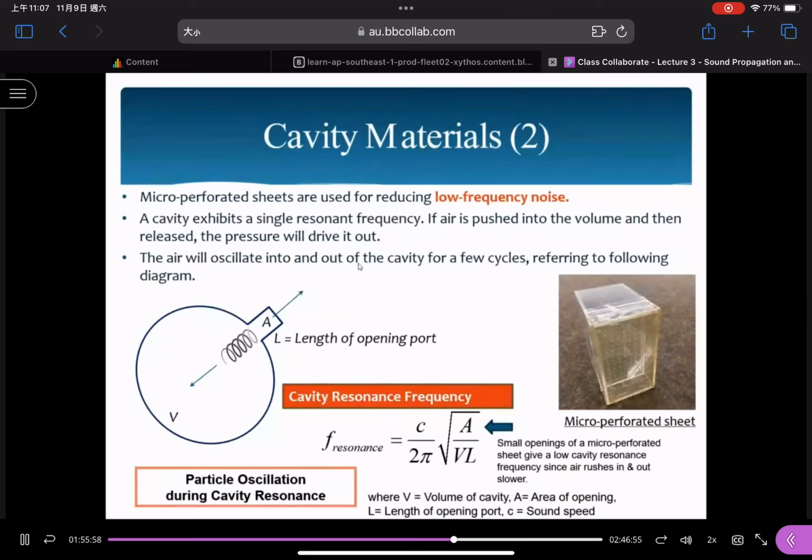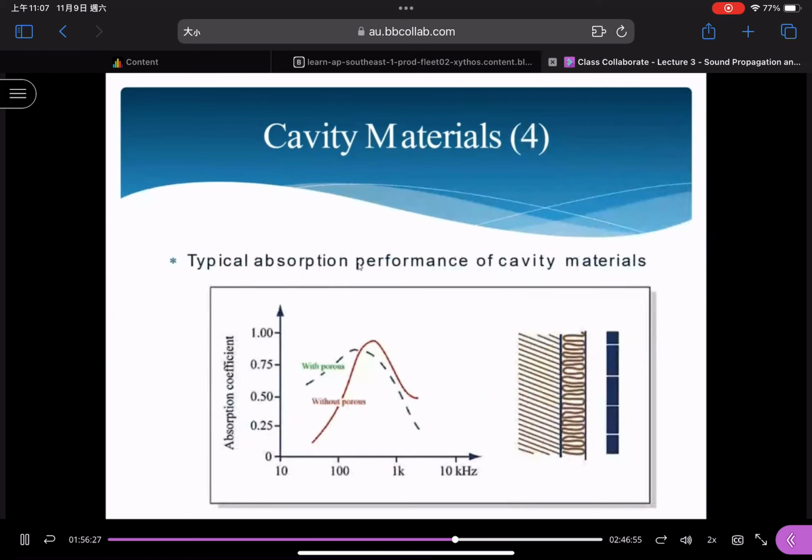When we consider the effects like an empty bottle here, when we want to find out the resonance frequency, you can consider that by taking the area, volume, and also the length of this one to calculate the resonance frequency. But this is just for your reference. Please do not memorize this equation. And for the cavity materials, we consider it is more effective for medium frequency, not for low frequency.